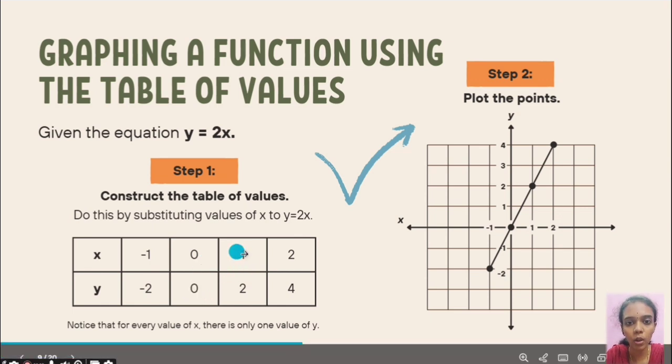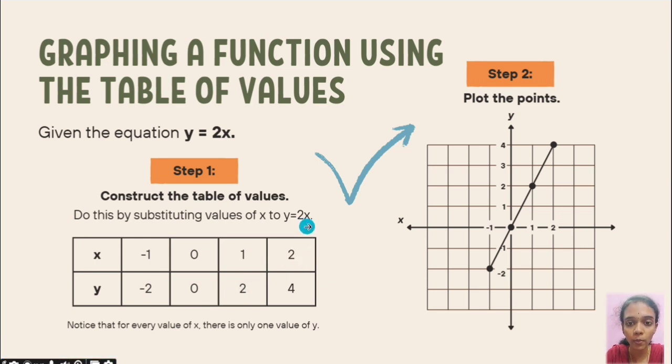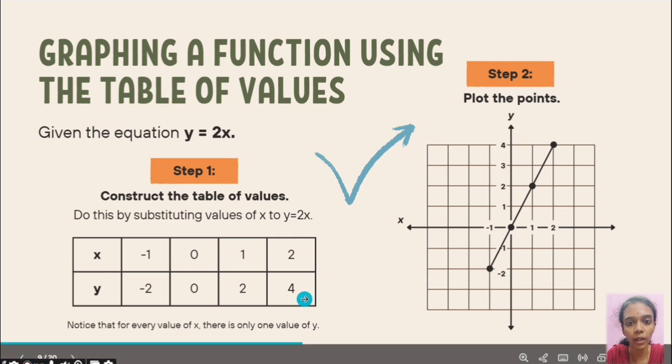And for x equal to 1, we get y value as 2. And if x is equal to 2, we get 2 times 2, which is 4 as y value. Notice that here each x value gives only one y value. That's why this is a function.